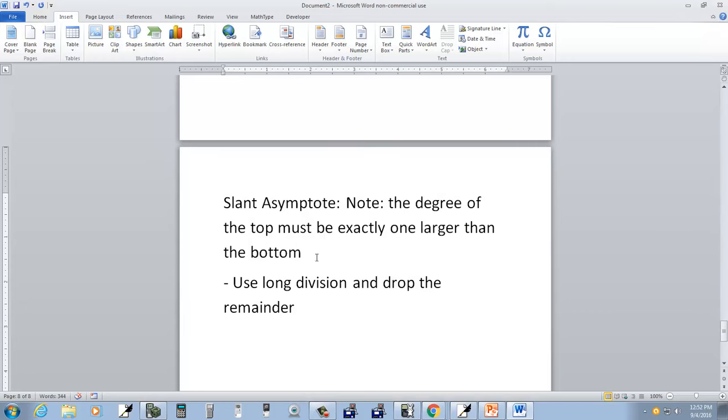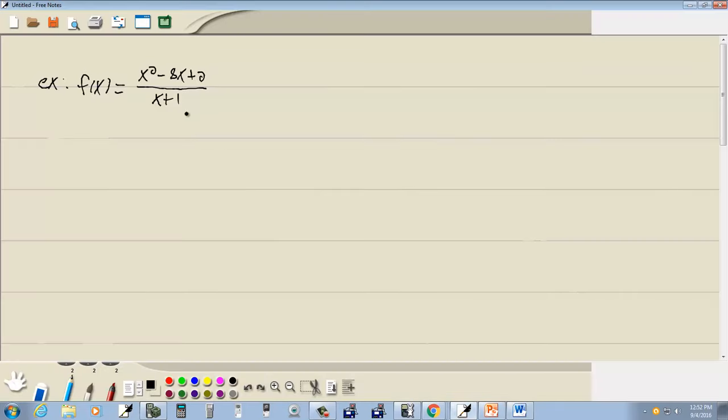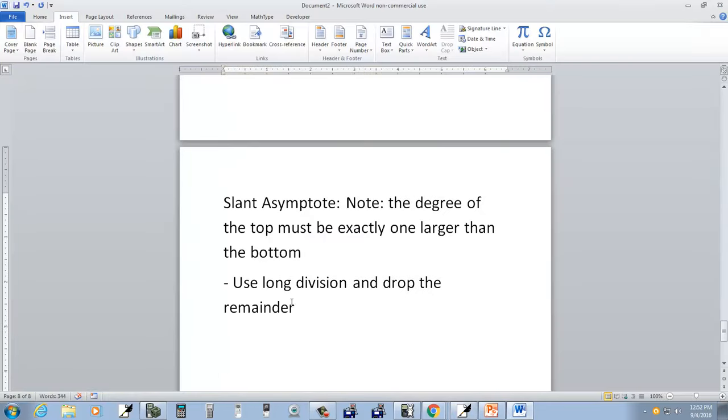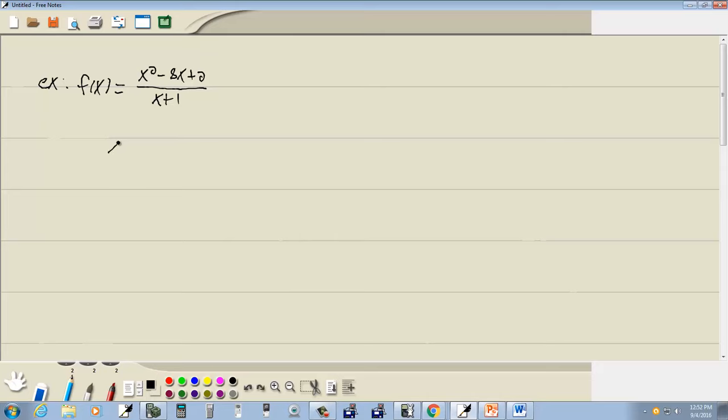Well, note the degree of the top must be exactly 1 larger than the bottom. Degree of the top is 2, degree of the bottom is 1. So it does have a slant asymptote for that reason. Then we're going to use long division, drop the remainder. So we got x plus 1, and here we got x squared minus 8x plus 2. So take a look at the first term of each, decide what goes up on top. You ask yourself what times x gives you x squared, and that'd be x. Now whatever we put up on top, we're going to multiply by what's up in front. So we got x times x plus 1. X times x is x squared. X times 1 is 1x or x.